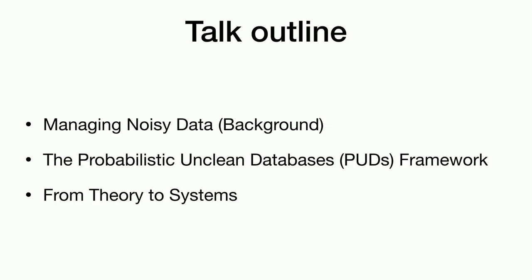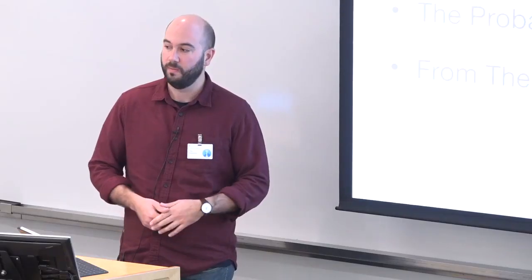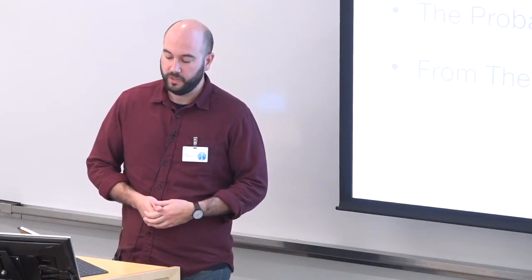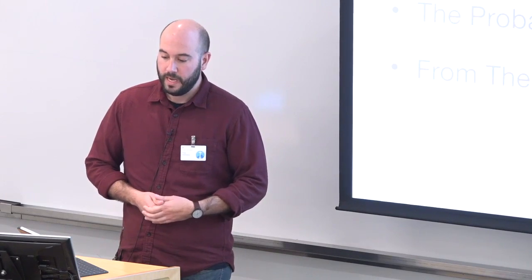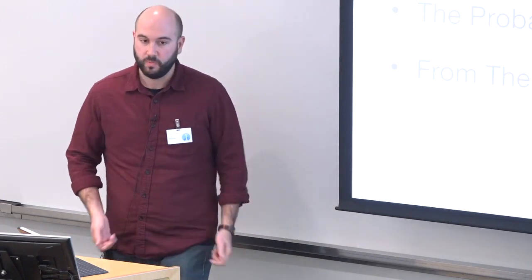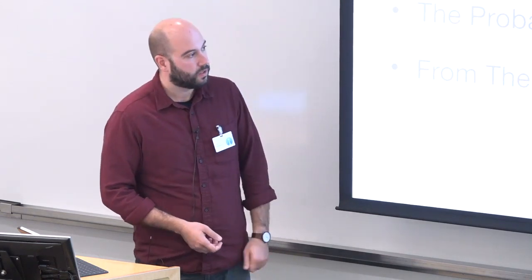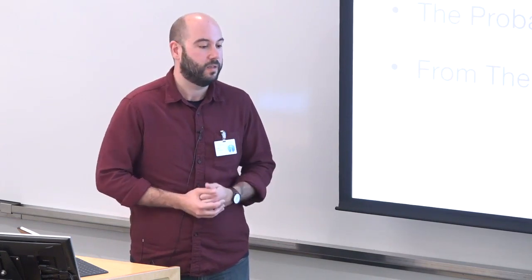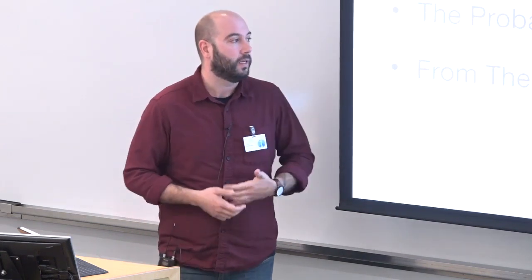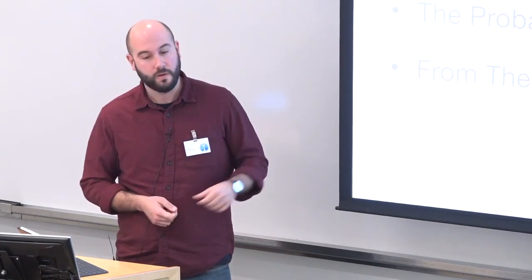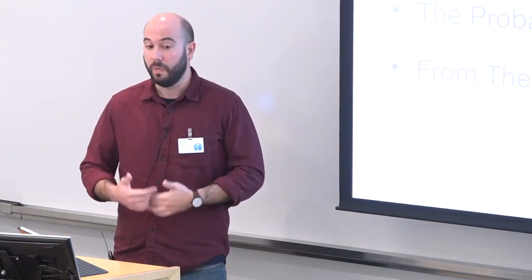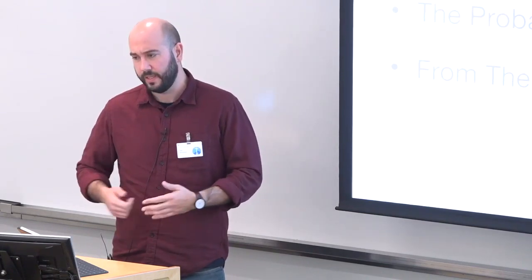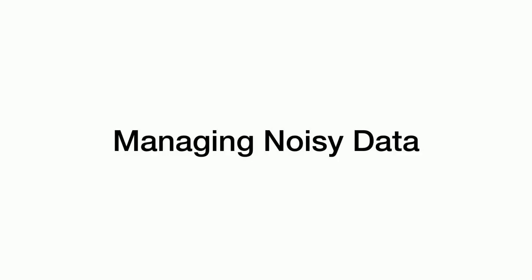So what I'm going to talk to you about today is, I'm going to start with some background on what noise means, what the types of errors are, what the types of quality problems are that one observes in real-world data, and how people have tried to address these problems in the past. And then I'm going to introduce the theory core of all the systems that I have been building in the last few years, which is this probabilistic unclean databases framework. And then I'm going to show you how you can rely on this theoretical framework to build useful systems for a bunch of data quality problems. So let's start with the first part.